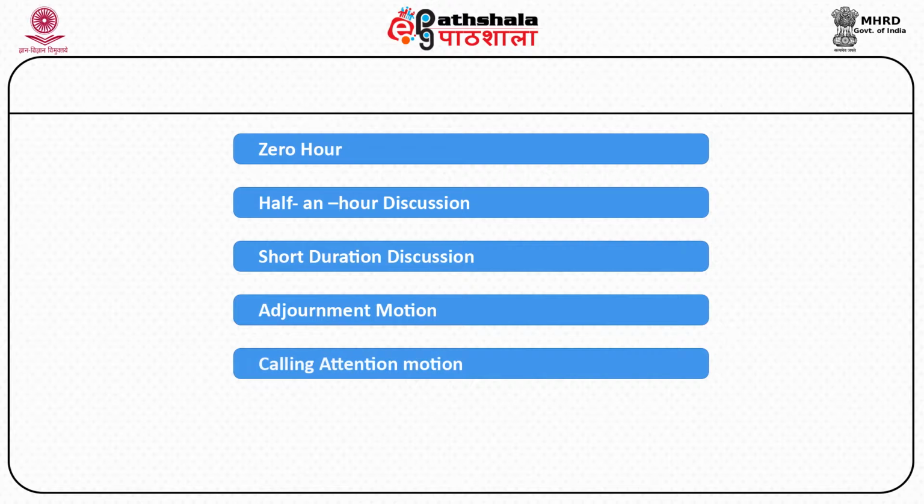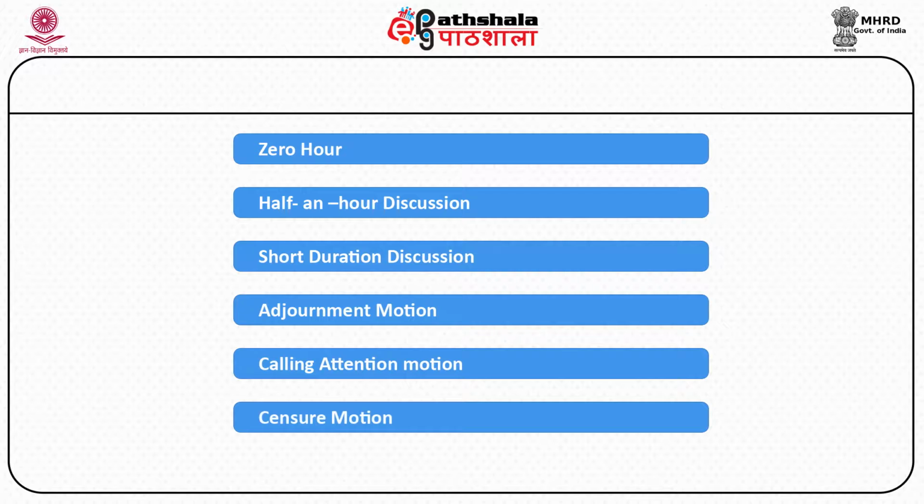Then the third kind of motion is the call attention motion. Now, it is a notice introduced in the parliament by a member to call the attention of ministers to a matter of urgent public importance and seek a reasonable statement from them on that matter. Then the adjournment motion. Now, it is introduced in the parliament to draw the attention of the House to a matter of urgent public importance.